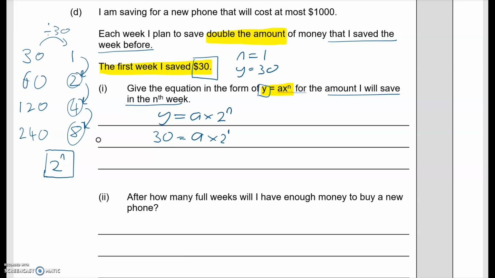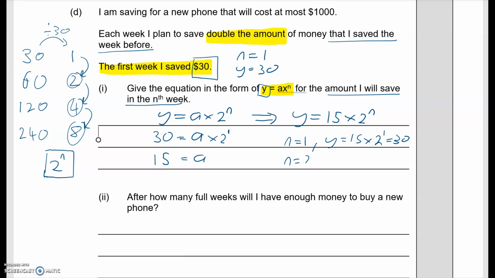And so what we're doing right now is finding the value of a so that we can finish our equation. a times 2, so I'm going to divide by 2. I get a equals 15. So the equation is y equals 15 times 2 to the power of n. And we can quickly check this. If n equals 1, we already know that will work. We get y equals 15 times 2 to the power of 1, which is 30.